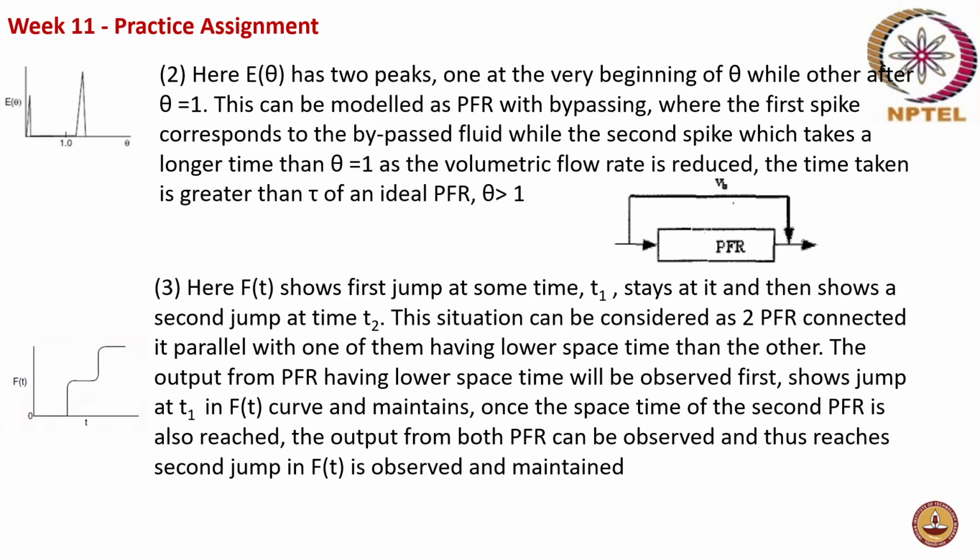So the output of that can be observed first, and that is shown as the first jump in the F of t curve, and then it maintains the value. Once the space time of the second PFR is reached, the output from both PFRs can be observed, and thus it reaches a second jump, and then it is maintained. So this can be modeled as two PFRs in parallel, with one having a lower space time, this shorter PFR, and the other having the higher space time.